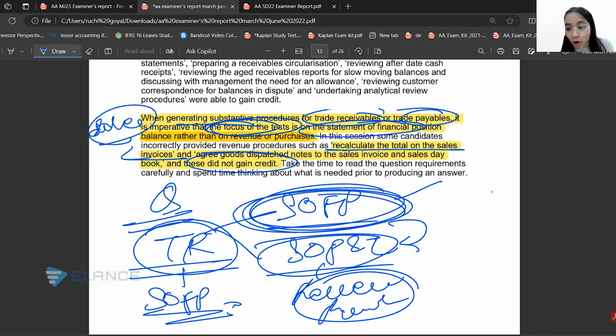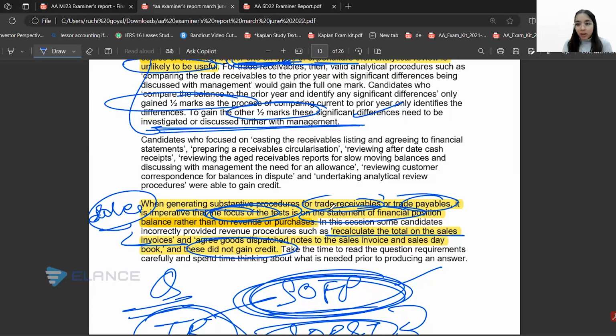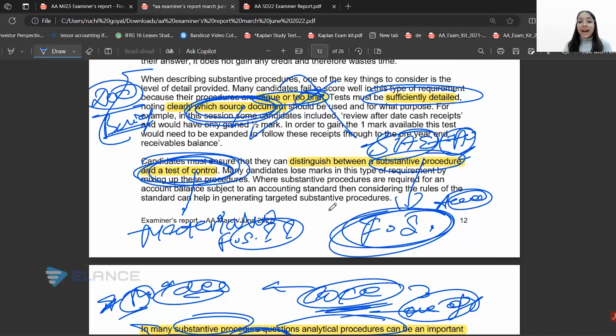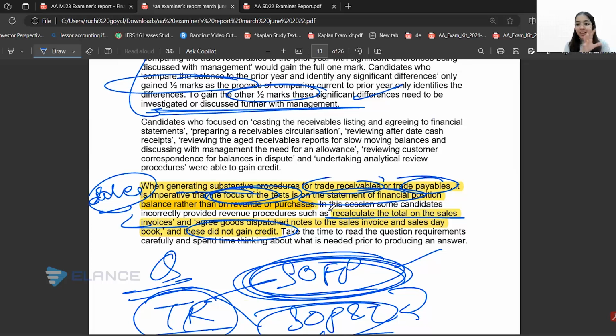Fine. How many of you are with me? How many of you can now understand these three mistakes? What were the three mistakes highlighted by the examiner? First, analytical procedure: I do not need to divert it to the P&L if the topic is talking about SOFP. And finally, I need to be very clear what is substantive procedure and what is TOC.